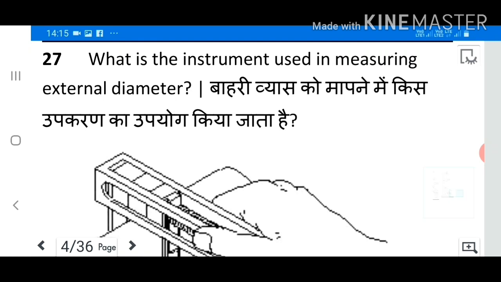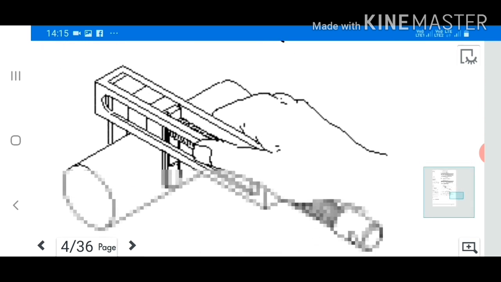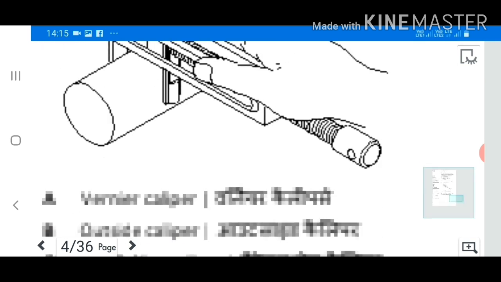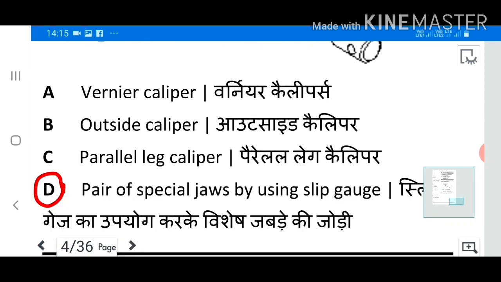27. What is the instrument used in measuring external diameter? Answer D. Pair of special jaws by using slip gauge.